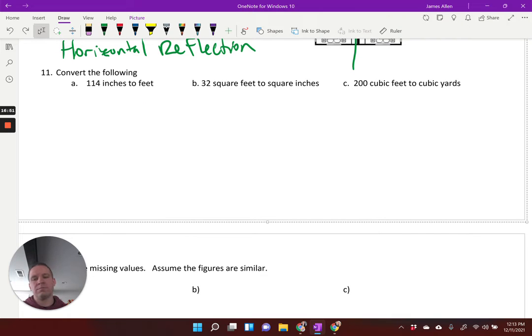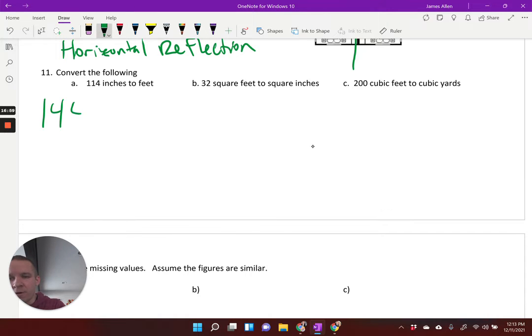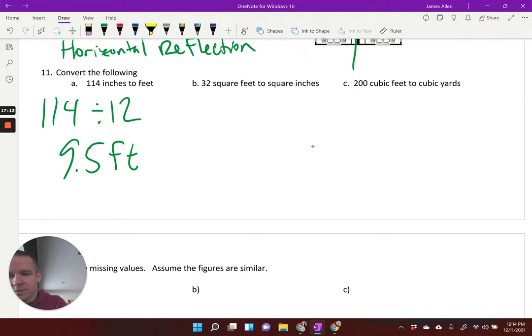All right. Convert. I love some conversions. Okay. So convert the following: 114 inches to feet. I got to divide by 12. This is linear, so it's just dividing by 12. We're not dealing with area or anything like that. So I get 9.5 feet.